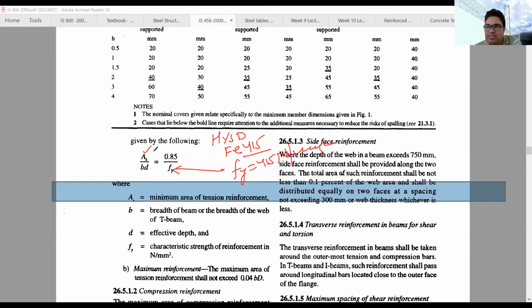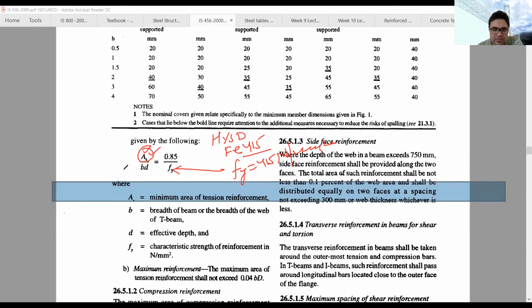And if this AS is more than the AST provided that we calculated in the previous step, then we have to adopt the area of steel up to this value, because this will be the minimum area of steel to be provided. By chance, if the area of steel that we calculated in step 7 is more than this value, then we adopt the value which we calculated.